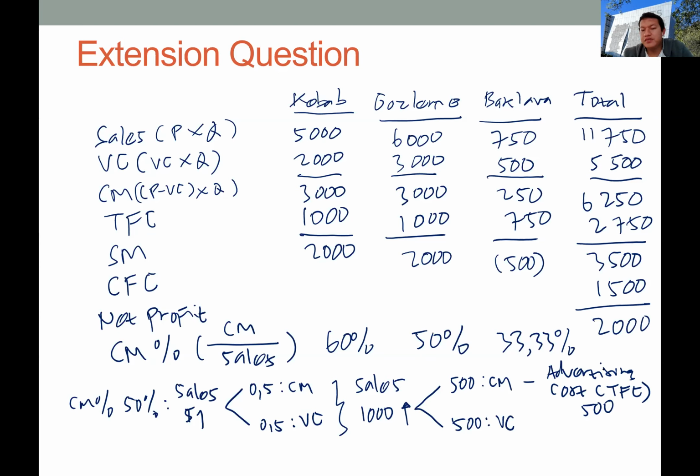Okay, so 500 minus 500, we will get 0. Right? So if the company chooses to promote Gozlimi, they will end up with 0 additional segment margin. Okay, and also 0 additional net profit. So you can see from this calculation that promoting Gozlimi is not a good idea, because the company will end up with nothing. No additional profit and also no additional segment margin.